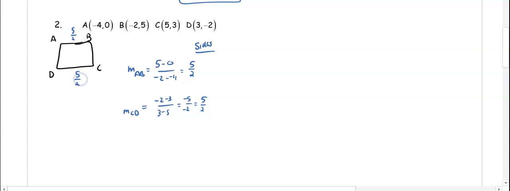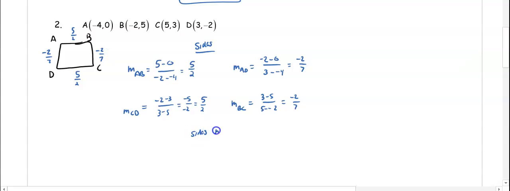Our 2 opposite sides have the same slope. Now we're going to use the other set of sides. So we need the slope of AD and the slope of BC. AD is -2 minus 0 over 3 minus -4, which gets us -2/7. BC is 3 minus 5 over 5 minus -2, which gets us -2/7. Now, if we look at these slopes, they are not opposite reciprocals. So that means that the sides are not perpendicular.